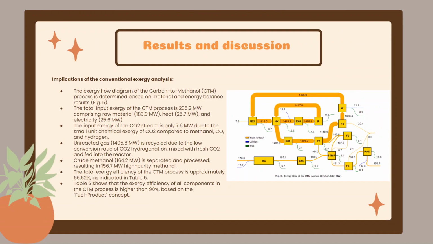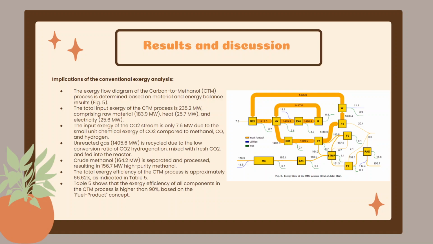The exergy flow diagram of the CTM process provides detail on input exergy values for raw material, heat, and electricity. The low chemical exergy of CO2 compared to other components results in a small input exergy for the CO2 stream. Due to a low conversion ratio, a significant amount of unreacted gas is recycled.